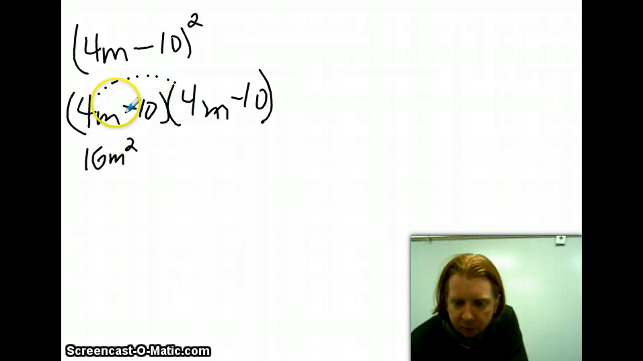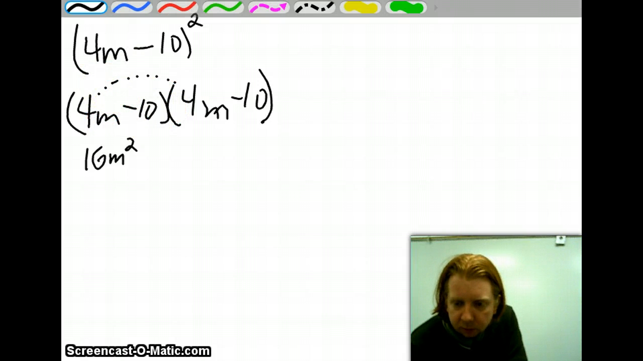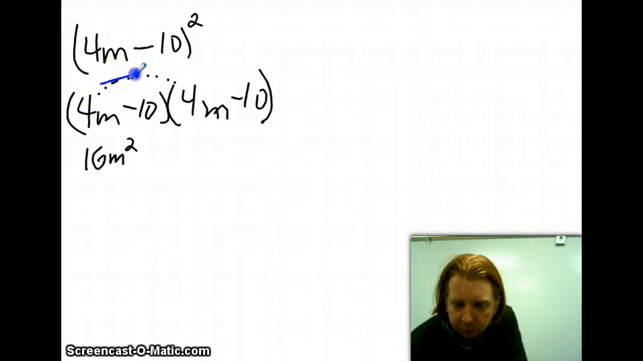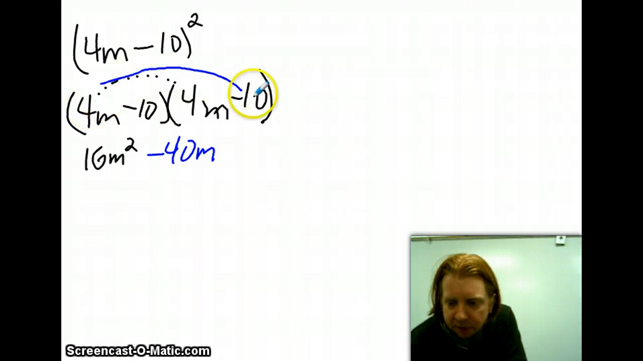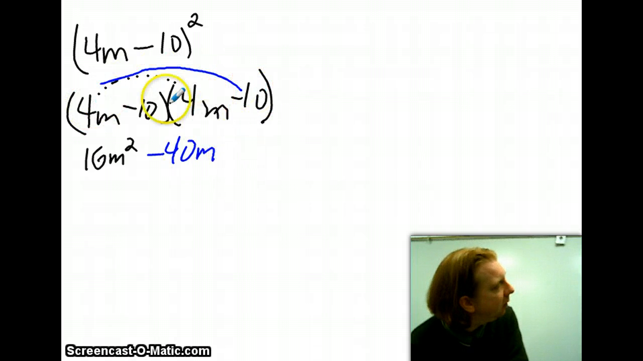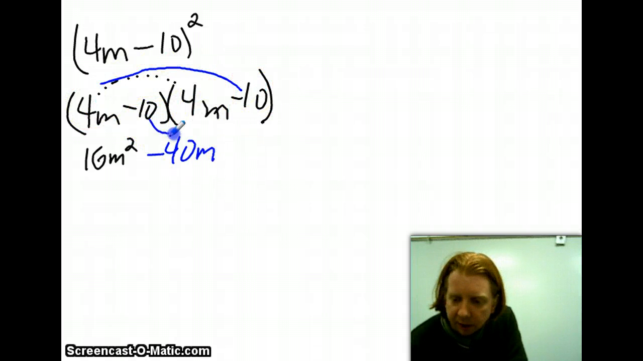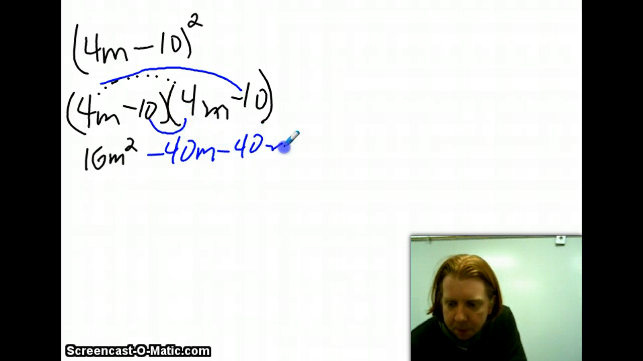And then I'm going to do this times the last one, which will be the outers. So I'll multiply those together. So that's going to give me negative 40m, right? 4 times the negative 10. And then I'll do the inners. I'll do these guys, which is going to give me negative 40m.